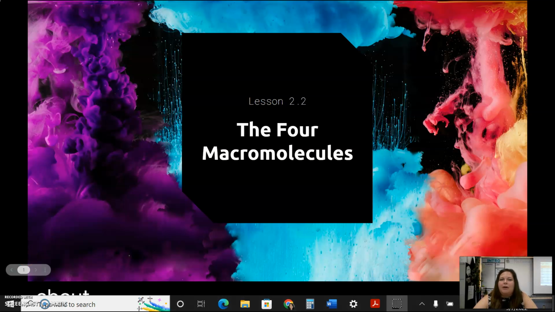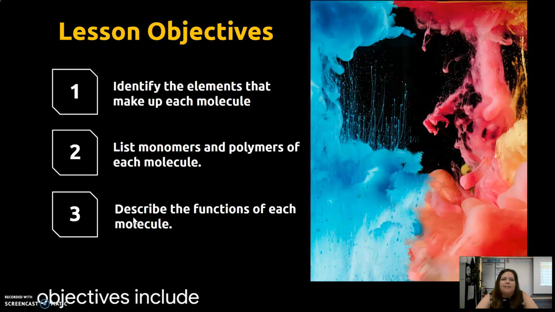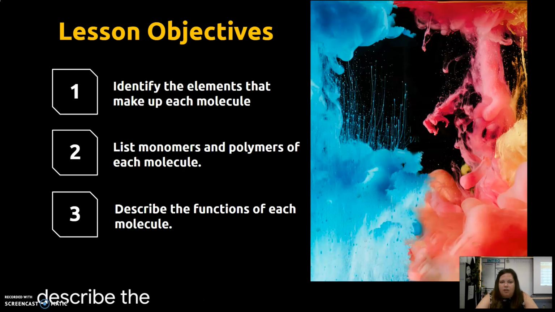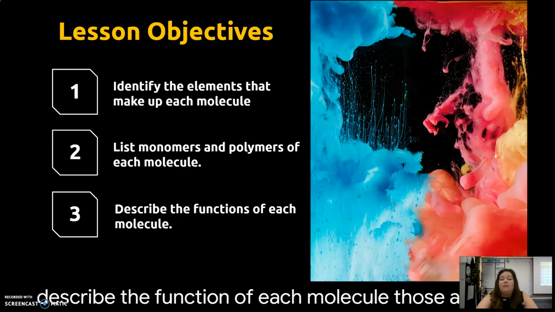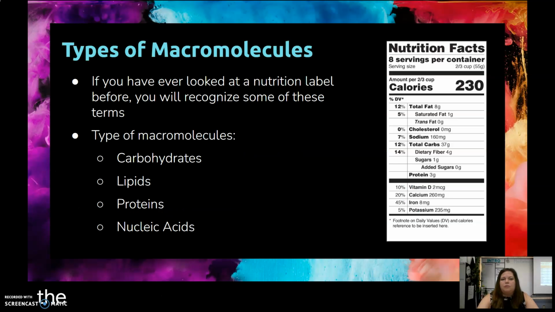We're going to be talking about the 4 macromolecules today. All right, our lesson objectives include identifying the elements that make up each molecule. You're going to want to be able to list the monomers and polymers of each molecule. We want to describe the function of each molecule. Those are the big things we want to take away from learning about the macromolecules.